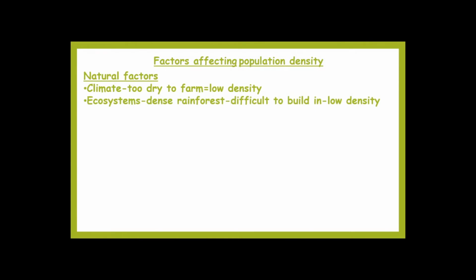Ecosystems, dense rainforest for example, it's very, very difficult to build in the middle of a rainforest. So Central Africa, where the Congo rainforest is, northern South America, where you've got the Amazon rainforest, that thick vegetation makes it very, very difficult to build, very difficult to transport materials and trade. Not many people are going to live there.